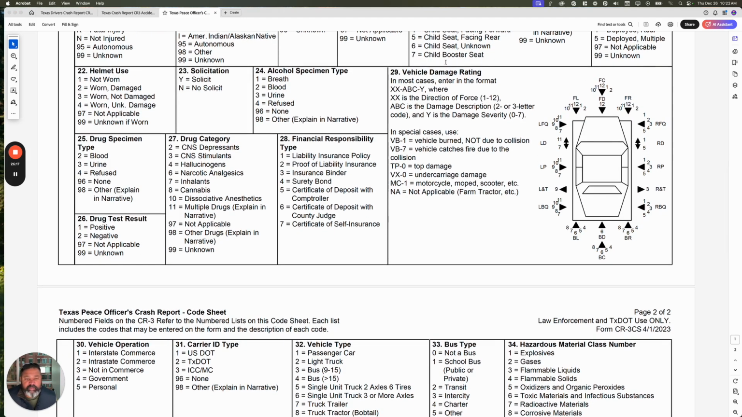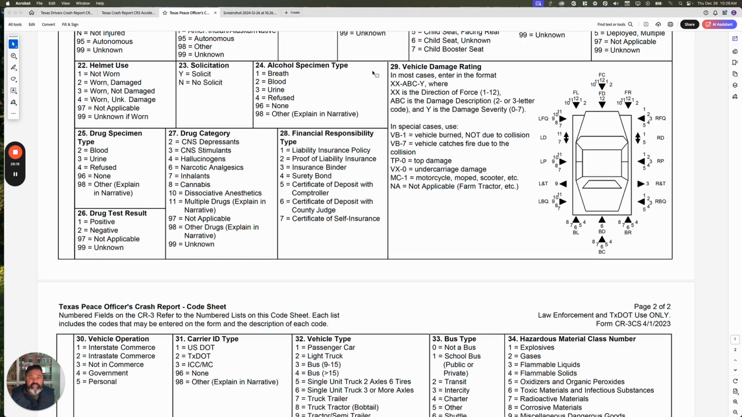Jumping down towards the bottom of the code sheet, you'll see the section that people are often most interested in, and it follows this coding system: XX-ABC-Y. XX tells you the direction of the force. And then you have ABC, which is the damage description. It's a 2 or 3 letter code, and Y is the damage severity on a scale of 0 to 7. Let's break that down a little bit more. XX is the direction of force, and it's on a scale of 1 to 12.